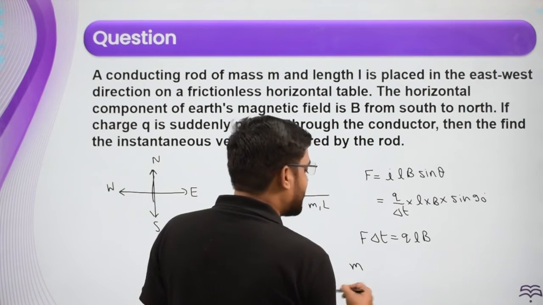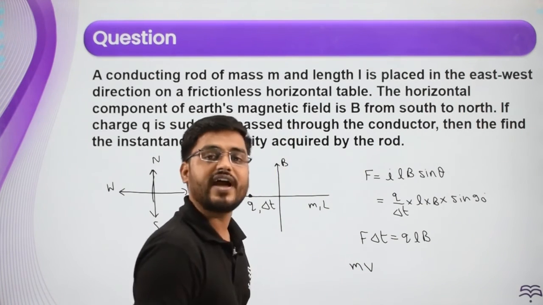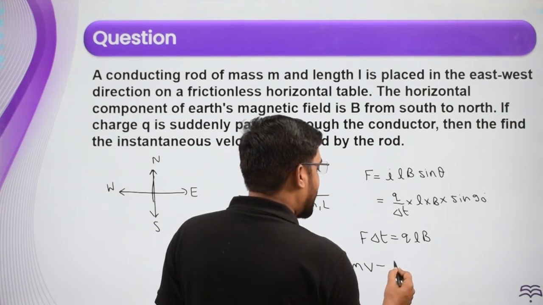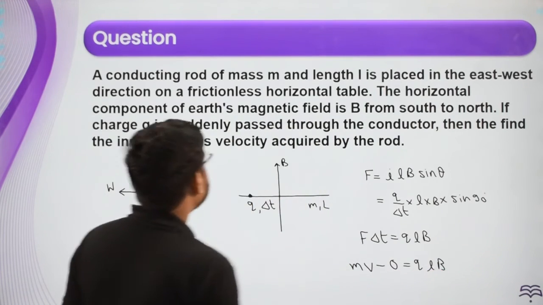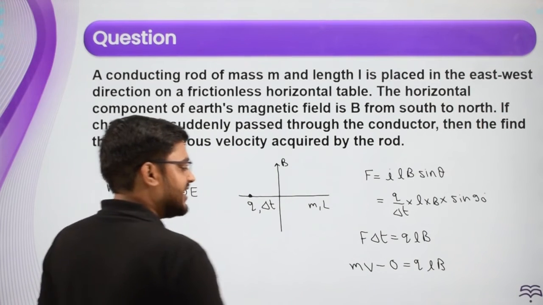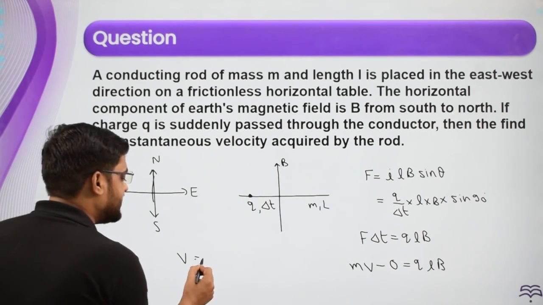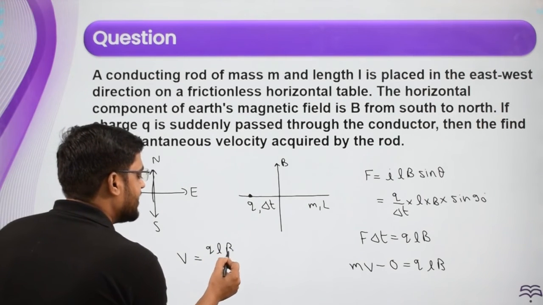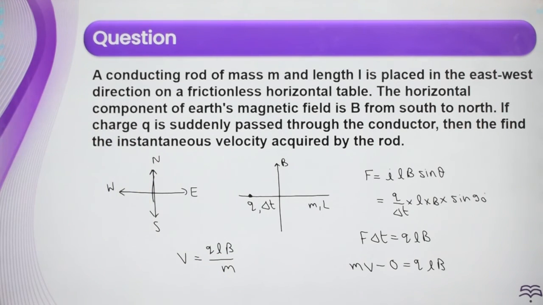So I'll be writing that F delta T is nothing but impulse, or we will say it is nothing but mv minus mu, and initially it was at rest. So m into v, where v is the final velocity acquired, minus mu, which is 0, is equal to QLB. And they are asking what is the velocity acquired by the rod. So let's say v is the final velocity acquired by the rod, and the answer comes to be v is equal to QLB by m. So this is the velocity acquired by the rod.